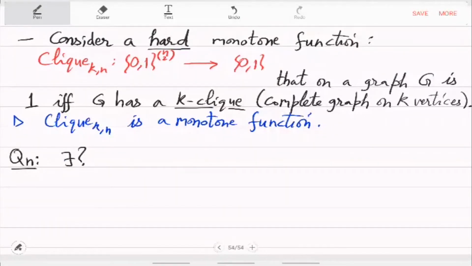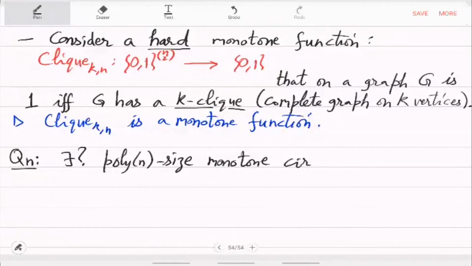does there exist a polynomial sized monotone circuit for clique? Okay, so what about its monotone circuit complexity? So this is the question which we will answer negatively. Okay, that monotone circuit complexity for clique is indeed exponential, but the same question is open for Boolean circuits and for algorithms.